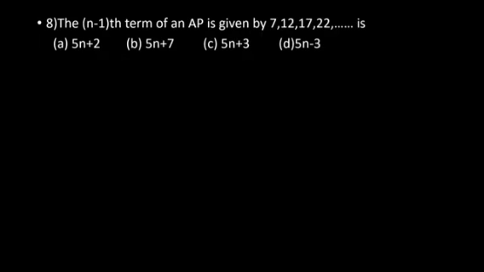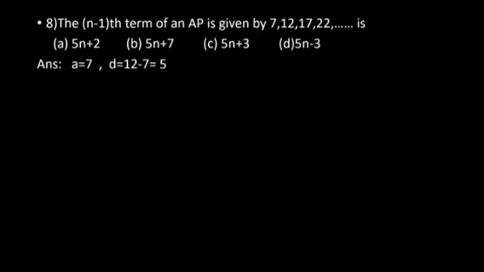Eighth one: the n minus 1th term of an AP given by 7, 12, 17, 22, etc. is? The options are 5n plus 2, 5n plus 7, 5n plus 3, 5n minus 3. Here they gave the sequence, and from that we can get the A and D values. We will write it down now. A equals 7, the first term. D equals the second term minus the first term, 12 minus 7, we get 5.